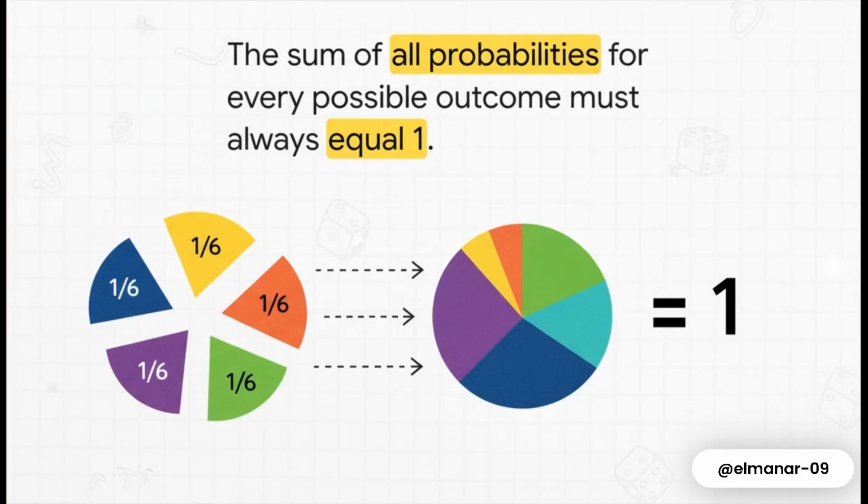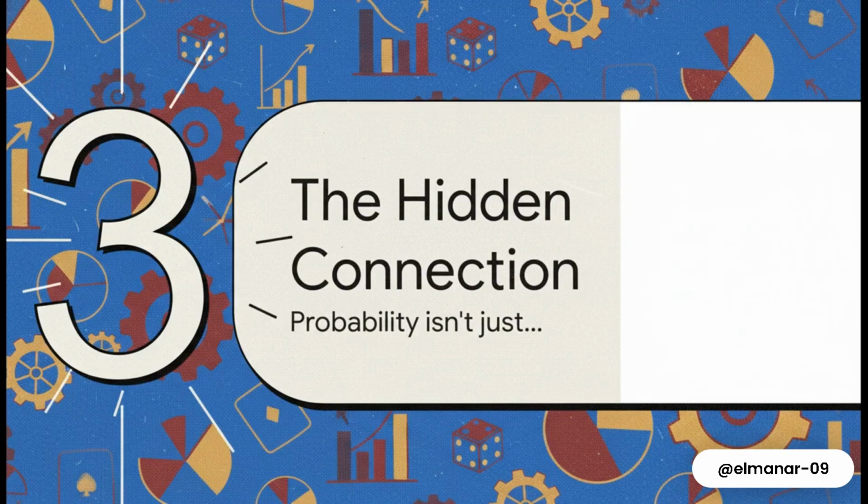Now, here's a super important rule. If you add up the probabilities of every single possible thing that could happen, the total has to be 1, always. Why? Because it's 100% certain that one of those things is going to happen. Add 1/6 to itself 6 times, you get 6/6. That's 1. Certainty.